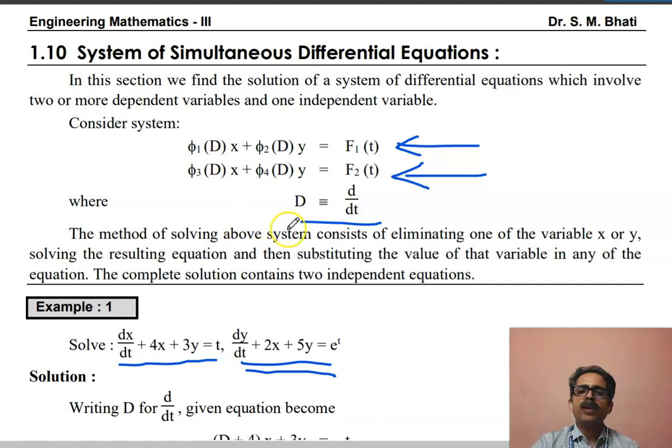The method of solving above system consists of eliminating one of the variables x or y. That means either you eliminate x or y, solve the resulting equation and then substitute the value of the variable in any of the equations. The complete solution contains two independent equations. Let's see now the first example.